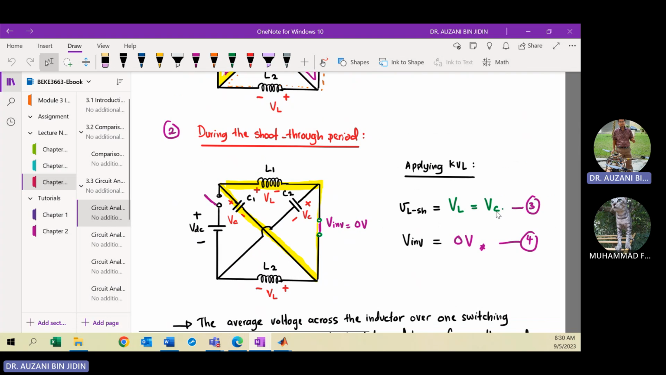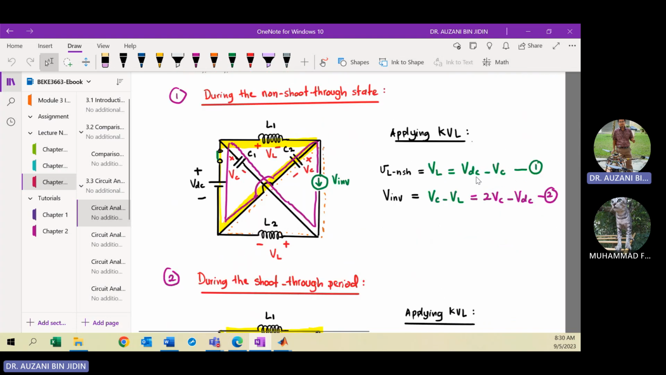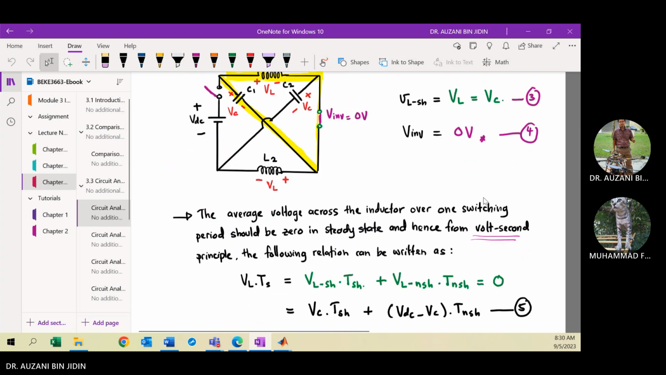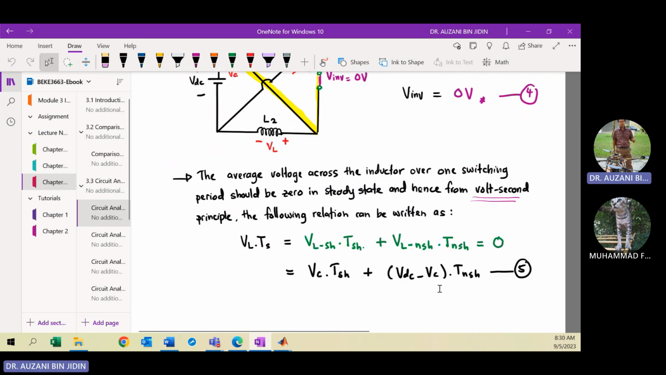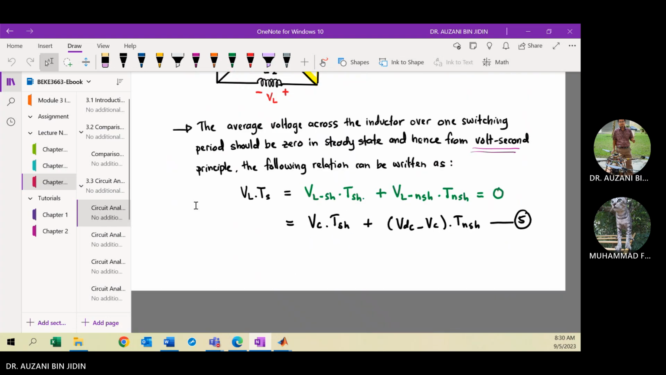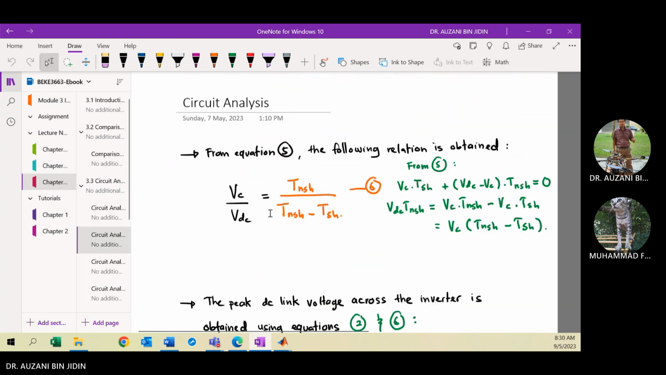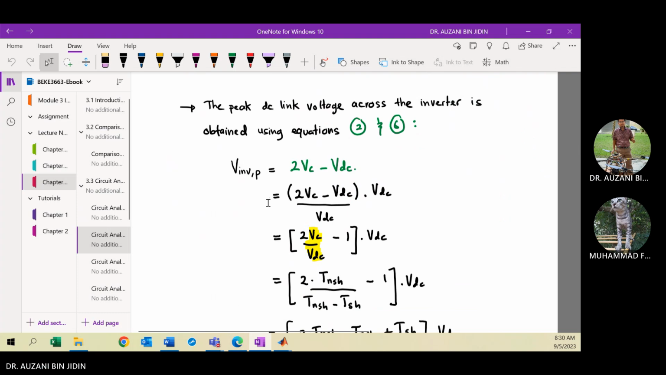So this one is VC, and here it will be the difference between the DC voltage and VC. Then you apply this to the equation and you obtain equation number 5. Then you rearrange the equation so that you get this relation. Then you need to obtain the equation for the peak of the inverter voltage, so you apply equations 2 and 6.